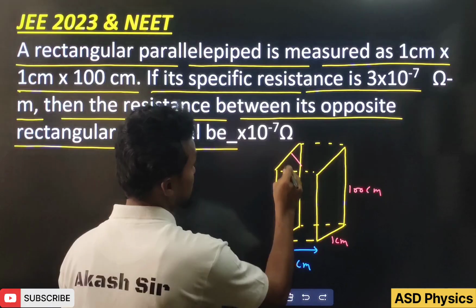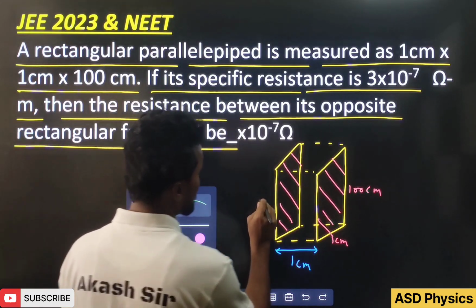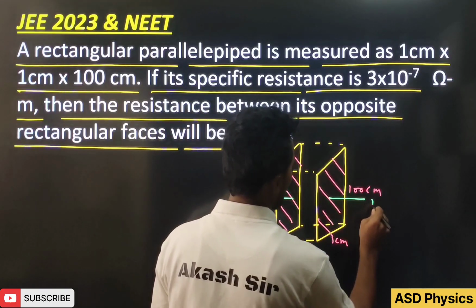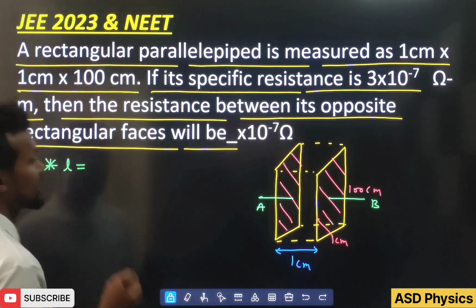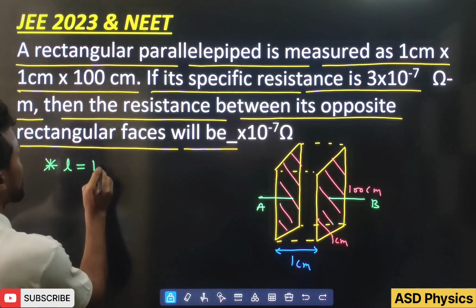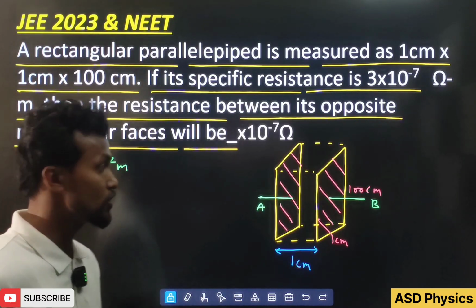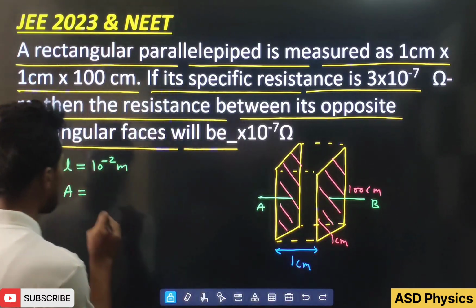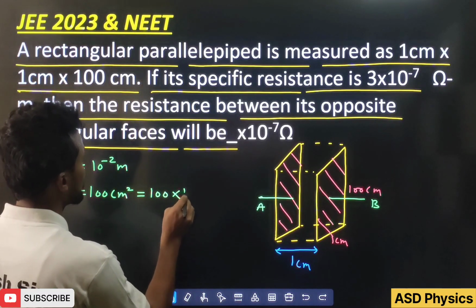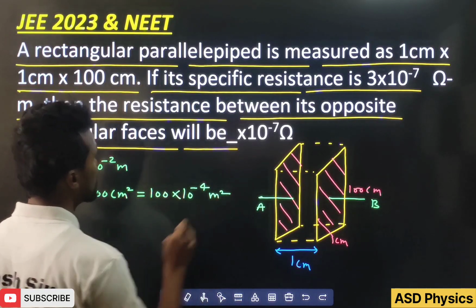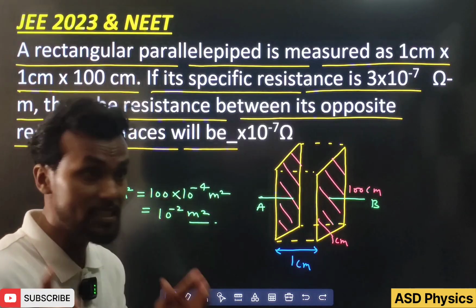We can tell very well, this is the area of cross section, and this is also area of cross section, and we have to calculate the resistance between these ends, A and B. So if I write here, the length is 1 centimeter, that means 10 to the power minus 2 meter. After that, the area of cross section is 100 into 1, that means 100 centimeter square, or 100 into 10 to the power minus 4 meter square, or 10 to the power minus 2 meter square. I hope this is very clear.